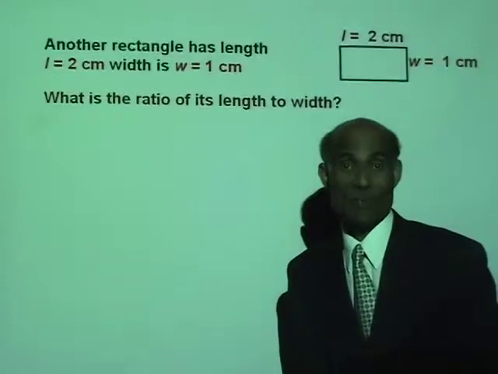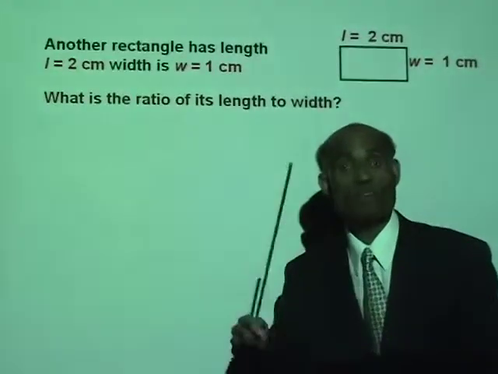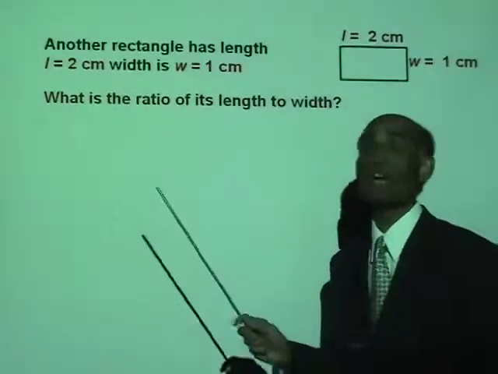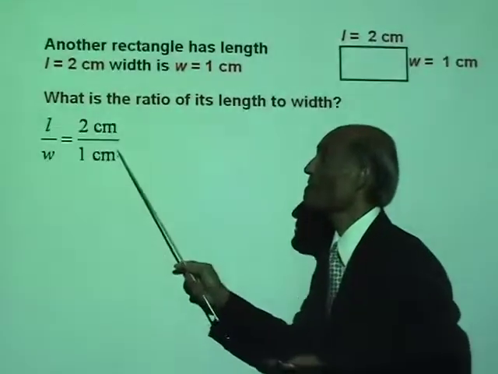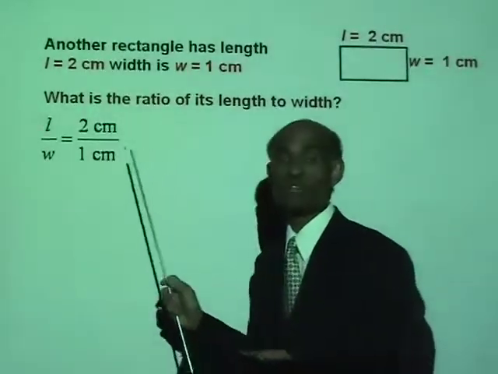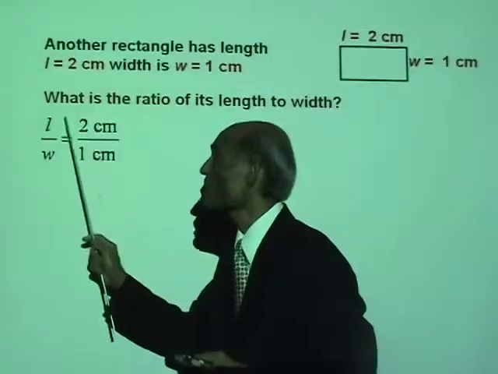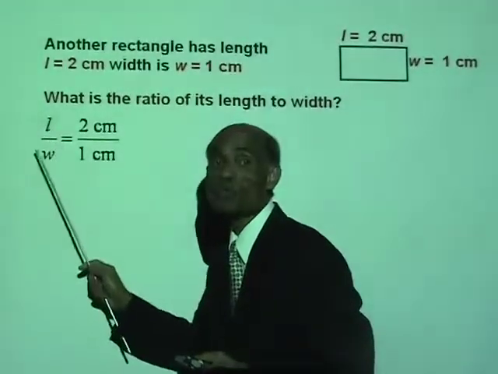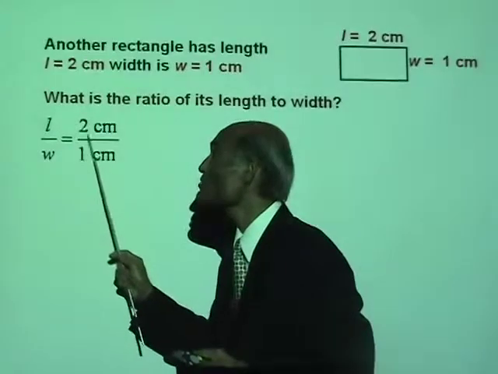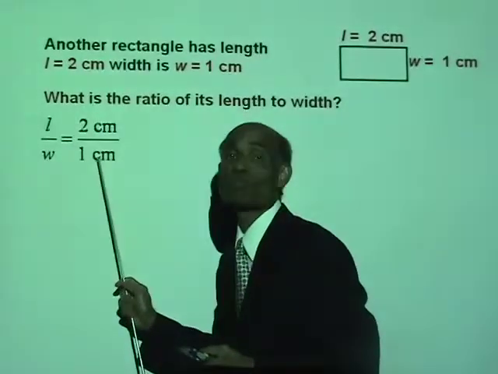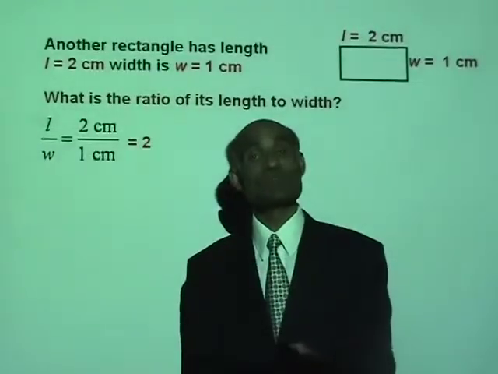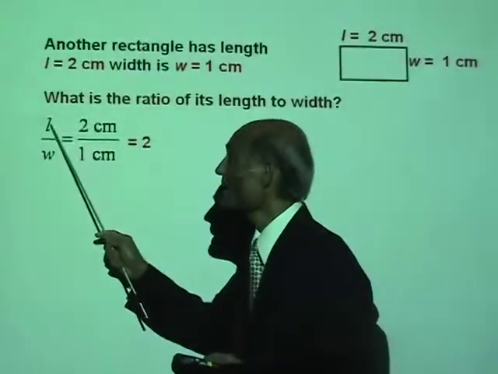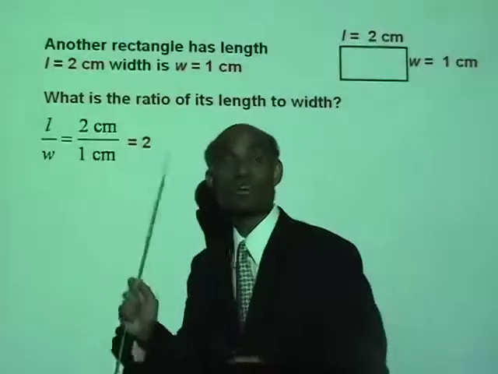Can you tell me, what is the ratio of length to width in this case? That will be 2 centimeter divided by 1 centimeter. You see, it's very easy to write the ratio. Length to width will be length is 2 centimeter, width is 1 centimeter. And that ratio equal to 2. It tells me that length is 2 times the width.